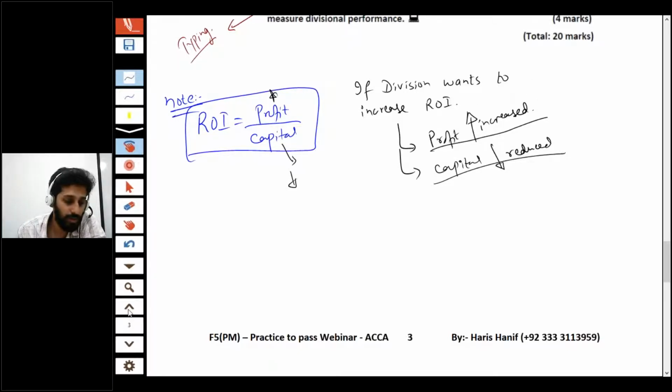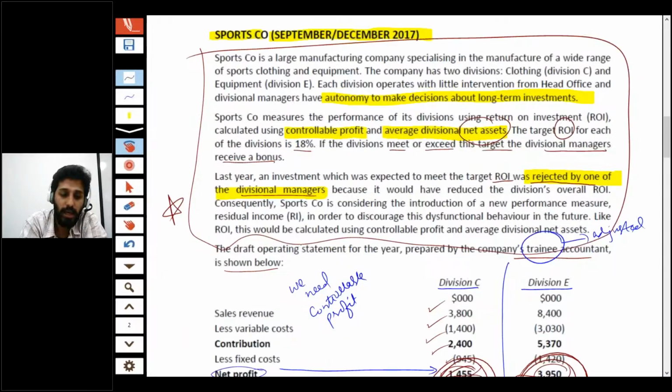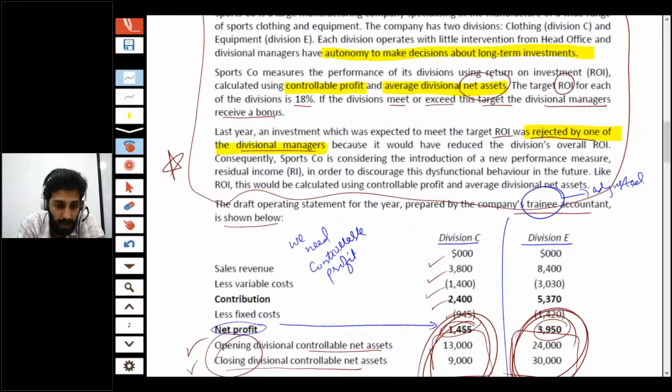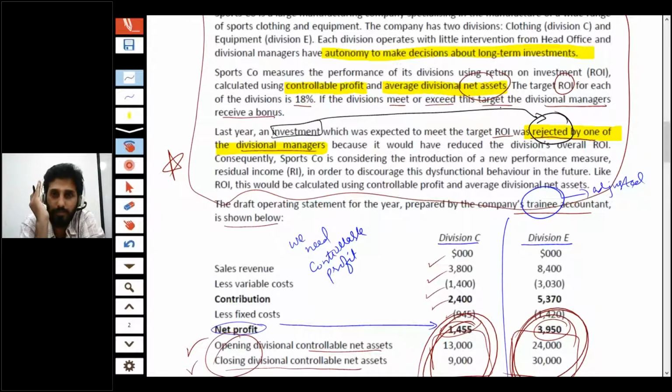Now let's move on to the question again. It was rejected by one of the divisional managers. Do you know why the investment is getting rejected? Because of fear of reducing ROI. So an investment which was expected to meet the target was rejected by one of the divisional managers because it would have reduced the divisional overall ROI.